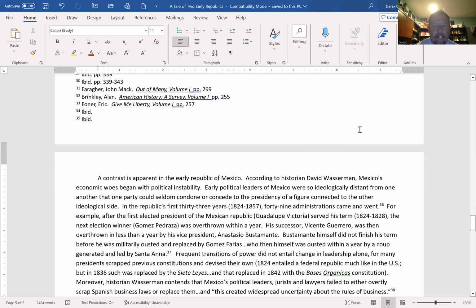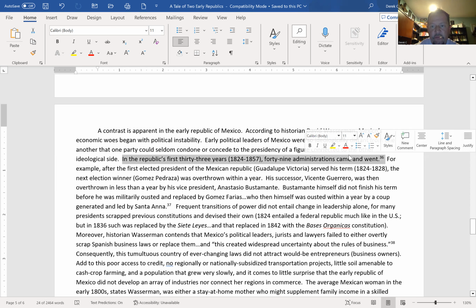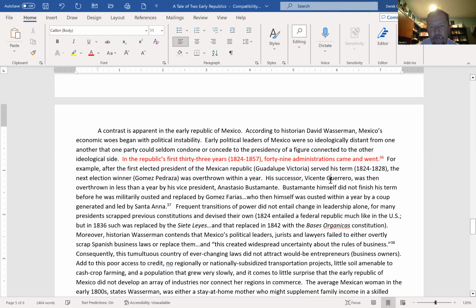And then you have a contrast. Look at Mexico. In the Republic's first 33 years, 49 administrations came and went. That's insane, right? So that's averaging more than one administration a year.